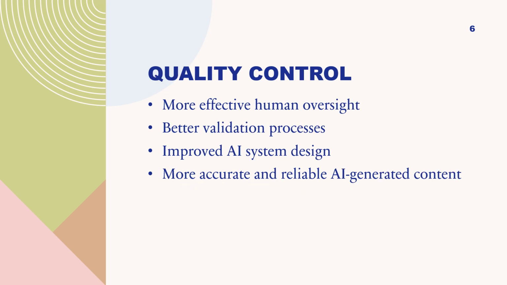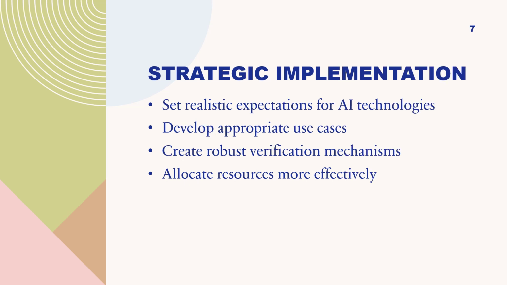Third is quality control. So knowing AI's limitations allows for more effective human oversight, better validation of processes, improved AI system design, and we will be able to create more accurate and reliable AI content. Then strategic implementation. So if we understand the mistakes, it will help the users and the organizations that are deploying or implementing these tools to set realistic expectations from AI technologies, to develop appropriate use cases, and to create robust verification mechanisms, and to allocate resources more effectively while developing these tools.